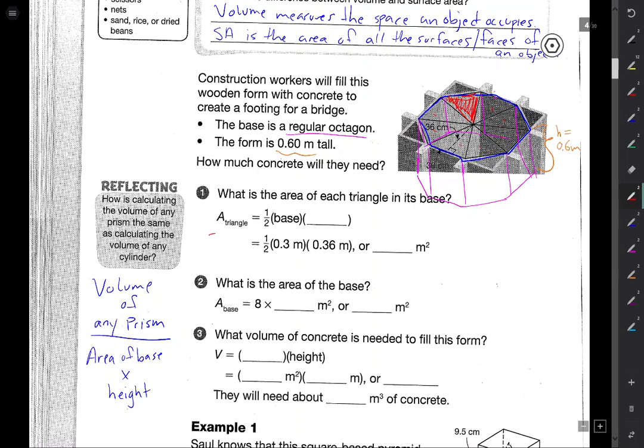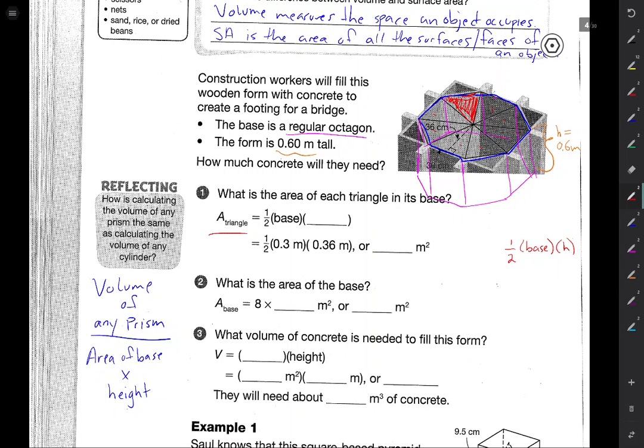So to start off, let's find the area of the triangle. The area of any triangle is 1/2 times the base times the height of the triangle. For this example, they actually made it a little more tricky than I would have liked because they decided to use different units.